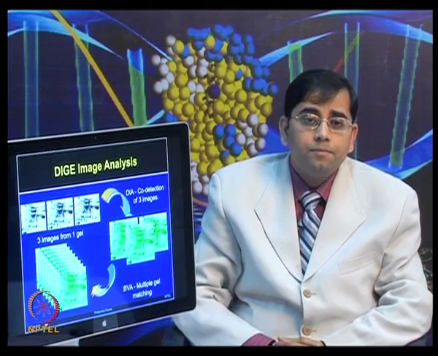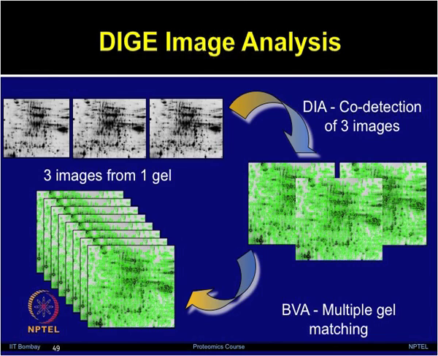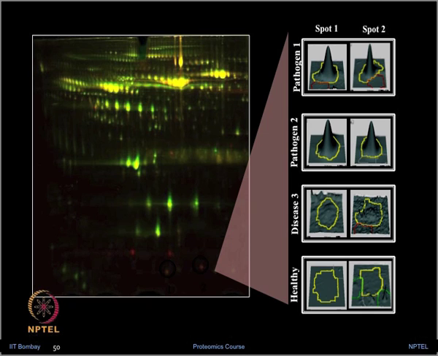So, from your one gel you have obtained 3 images now, and those can be further analyzed by using DIA, the co-detection of 3 images. So, I am talking about a software, DeCyder, which takes these 3 images into account and makes one image pool from it by the process of DIA. Now, the multiple DIAs can be matched in the BVA set. So, these BVAs can then further be used for obtaining statistical information about these protein changes, whether those are statistically significant or not. So, I am showing a representative gel here, where one spot is highlighted, in fact 2 spots are highlighted, shown in disease and healthy controls.